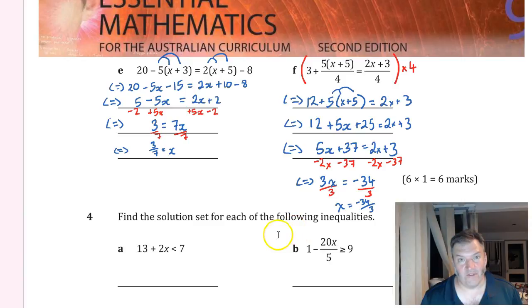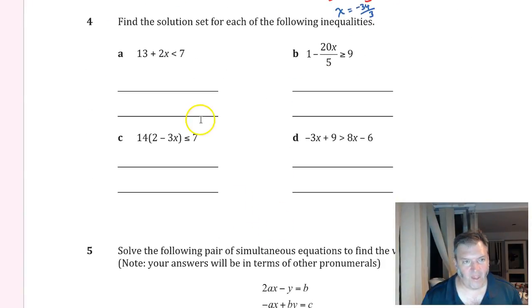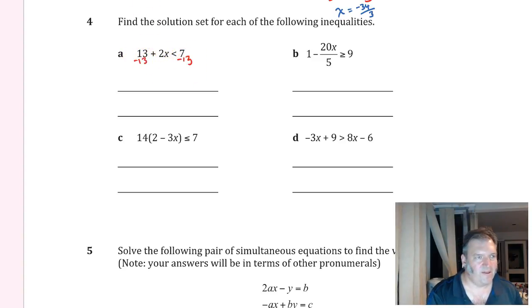All right, let's move on to the next questions. Inequalities. What's the only trick with inequalities? You've got it. If you multiply or divide by a negative, the sign changes. Otherwise, it's just the same as what we were doing for equations. So this first one here, what's got the least amount to do with x? Definitely that 13. So I'm going to subtract 13 from each side as my first step.